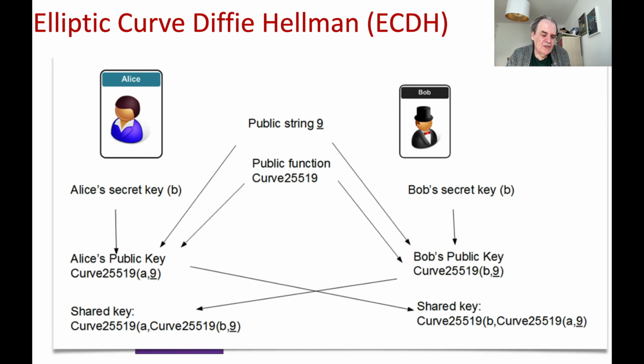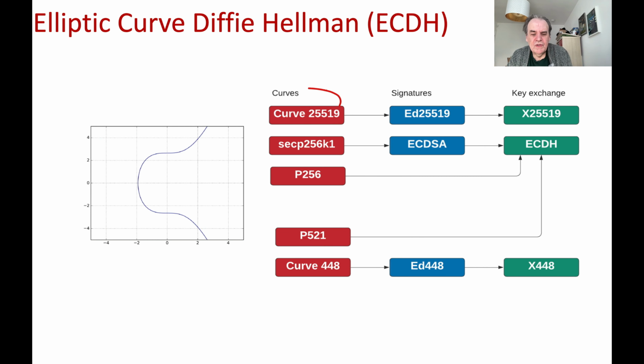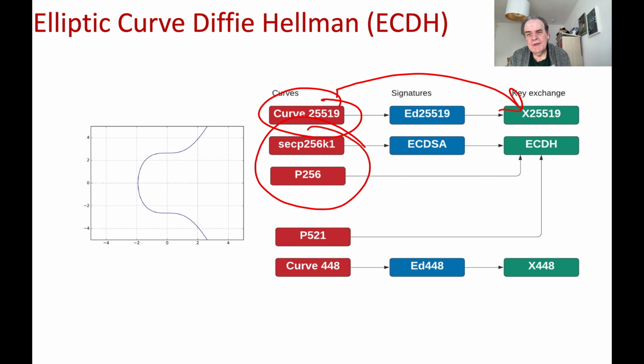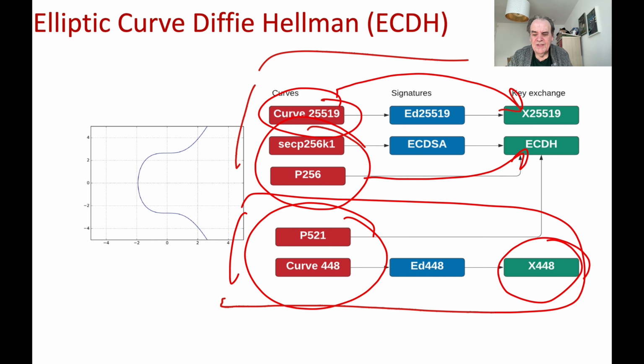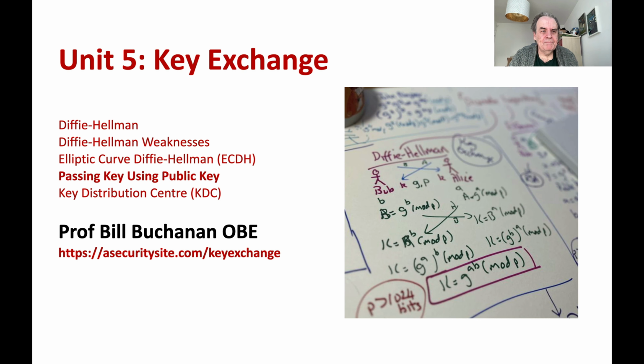If you're interested, we actually use Curve 25519 to generate these keys. Curve 25519, we typically define as X25519 for the key exchange. For these two typical curves, we define that as ECDH. For a larger curve, such as 521, we would define that as X448. This is for high security, and this is for acceptable security.